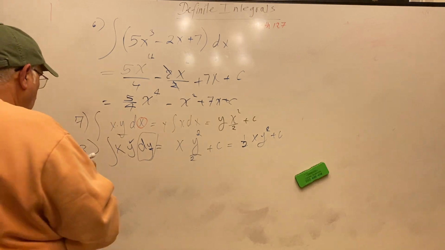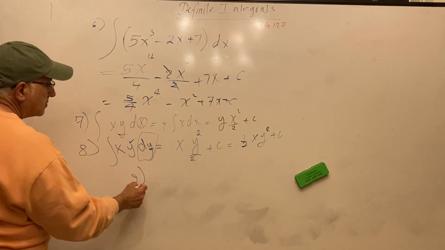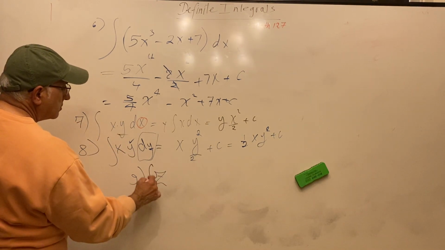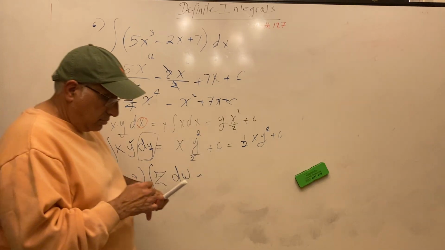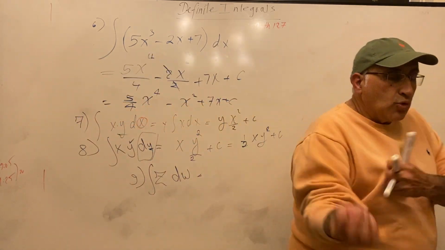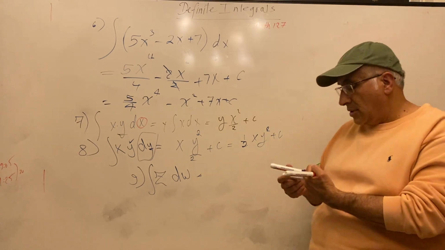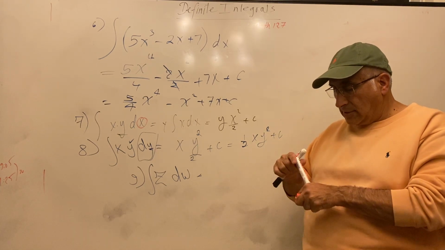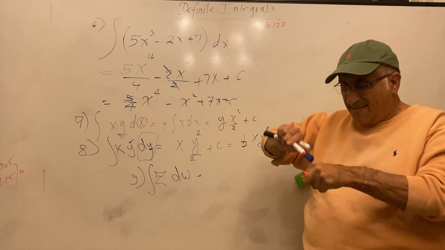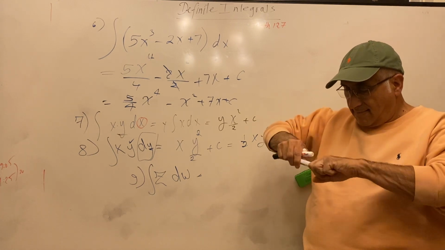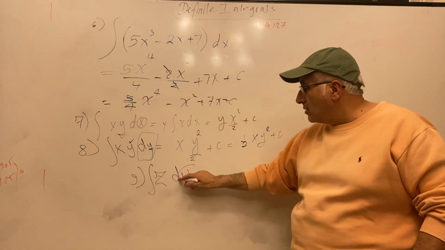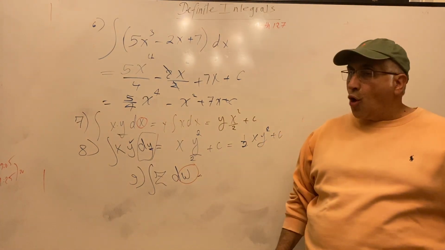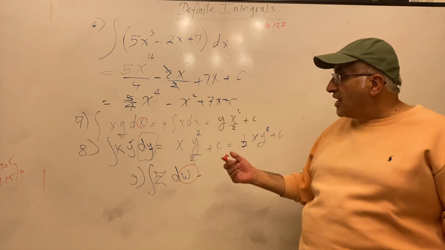How about if I give you a number like that? Number 9. z dw. Who's the variable? My variable, who is that? Put the red in the red, all right, and put the blue in the blue. Now my variable is the w. Anything here w? No. So that's a constant. So what's the answer for it?